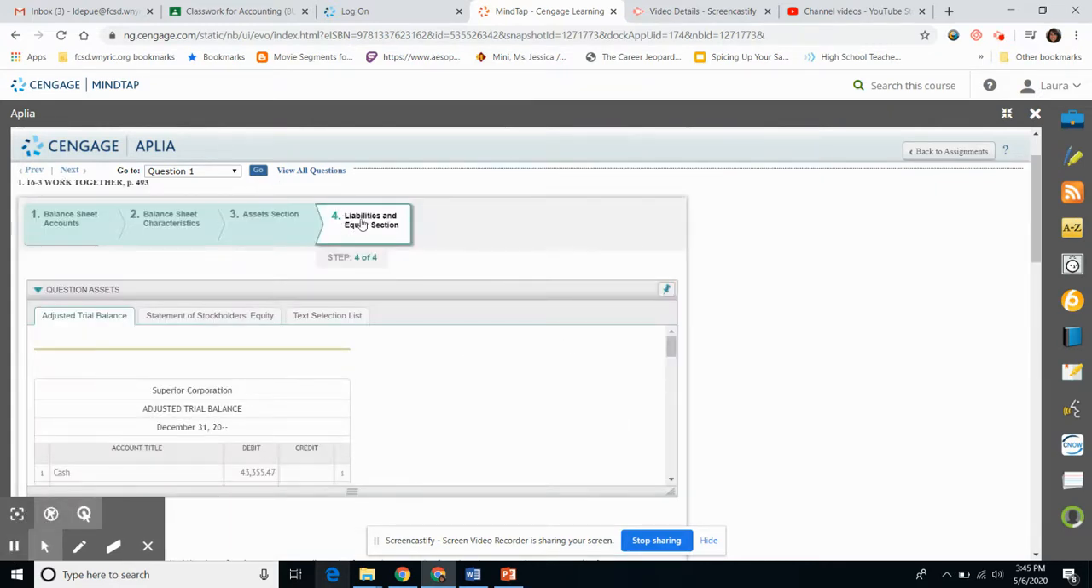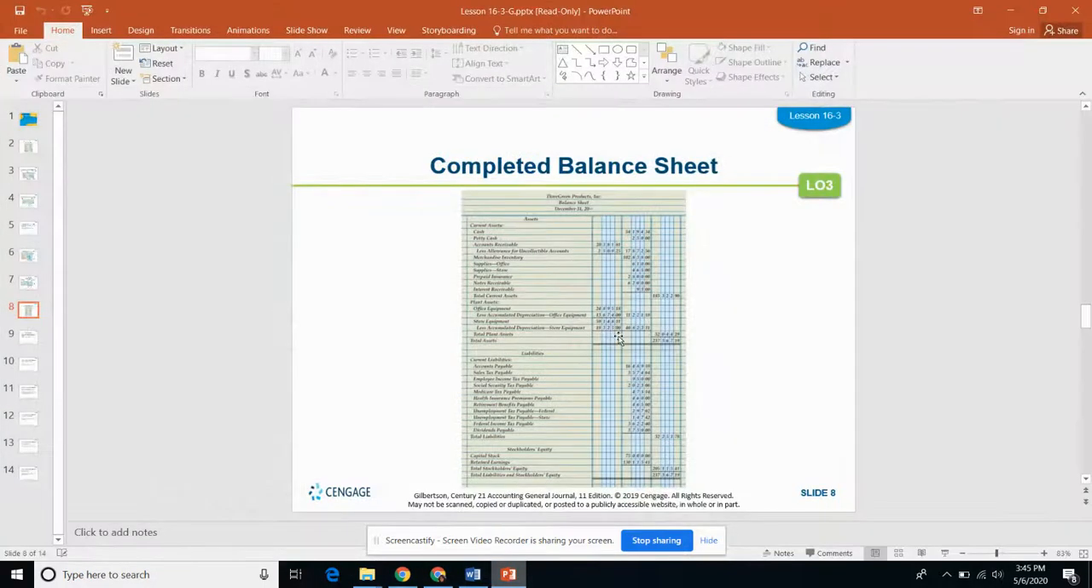This last section then, the liabilities and equity section, you're going back to this completed balance sheet. Now you're doing this bottom section right here. So all of your liabilities, we're going to start with current liabilities, because remember, we're not going to do any long-term liabilities, so these are the current. We're going to get a total. Then we're going to do the stockholders' equity, basing some of this from the stockholders' equity that we prepared earlier. So this is what you're kind of basing your information from.